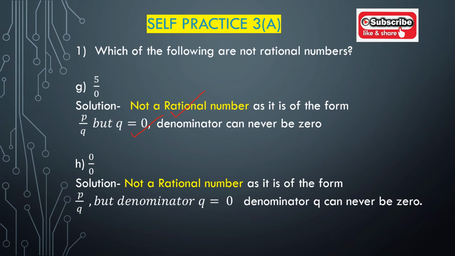H, 0 divided by 0. This is also not a rational number as it is of the form p divided by q, but denominator q is equal to 0. Denominator q can never be 0. It must be non-zero, so 0 divided by 0 is not a rational number.